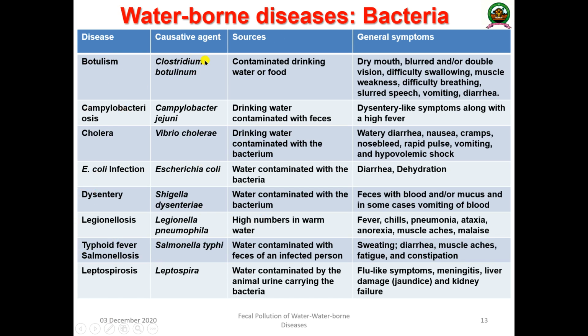So botulism is caused by an anaerobic bacteria called Clostridium botulinum. The main source is contaminated drinking water and contaminated food. Okay, what are the common symptoms if you get botulinum? So this organism is known as Clostridium botulinum, and the disease is known as botulism. The general symptoms are dry mouth. Always your mouth will be dry, with blurred or double vision. You will feel like double vision or blurred vision.